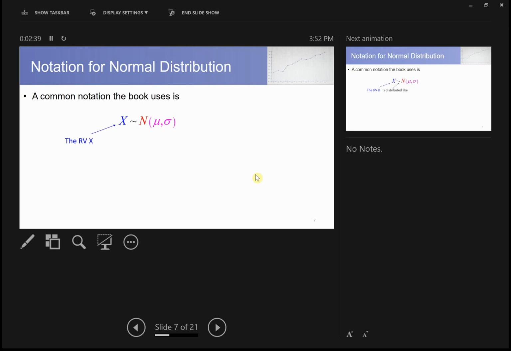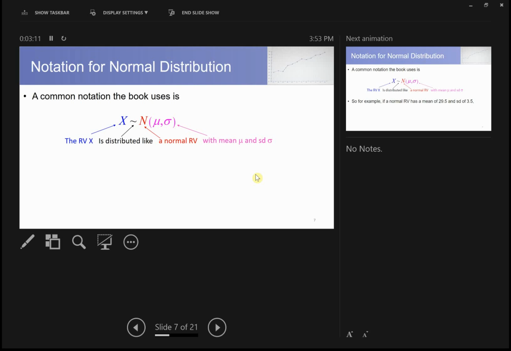So here's how we read these, okay? We read this as the random variable X. Whenever you see a capital X, that's always just some random variable. And that little tilde is read as "is distributed like." That's how we pronounce that. And that N is a normal random variable, not surprisingly, right? And finally, we have to give the mean and the standard deviation. So we're familiar with these things.